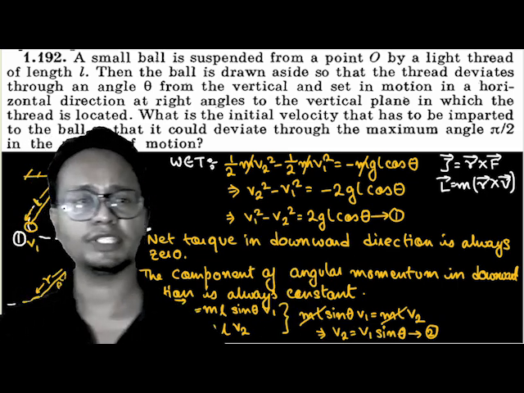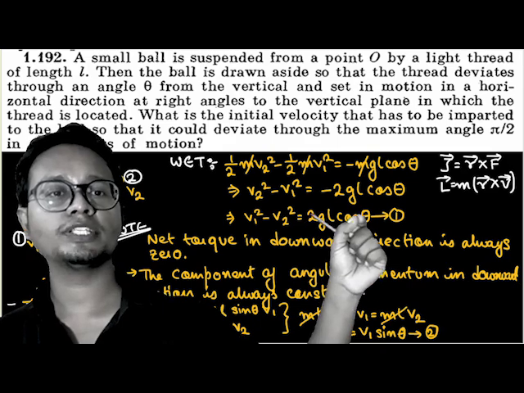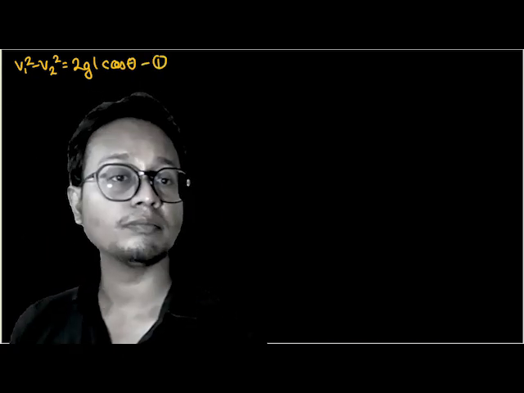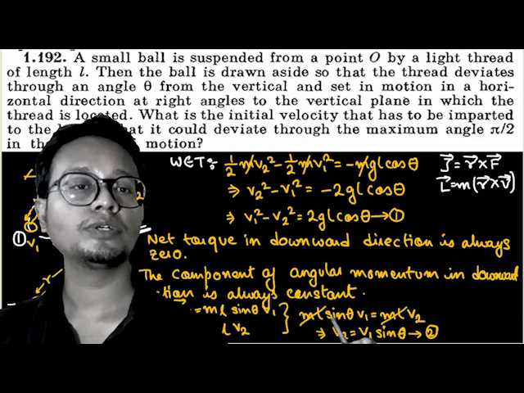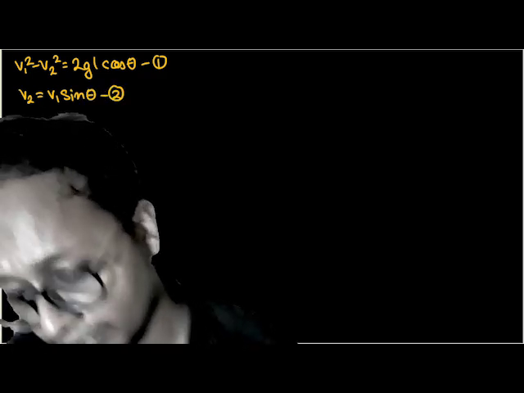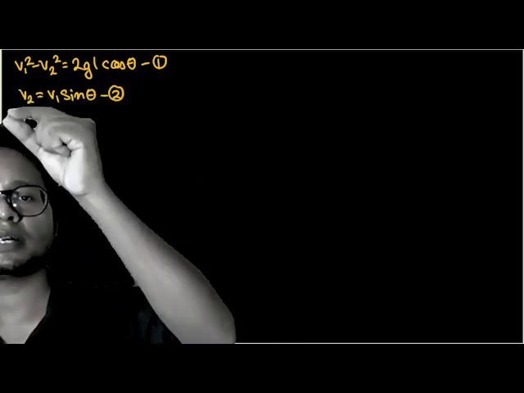Let's write the two equations on the next page. V1 square minus V2 square is equal to 2GL cos theta. This is my equation number 1. And my equation number 2 is nothing but how much? V2 is equal to V1 sin theta. Now this is nothing but just equation solving. Substitute this V2 out here.